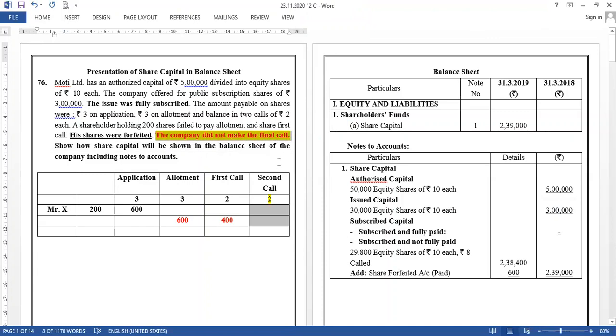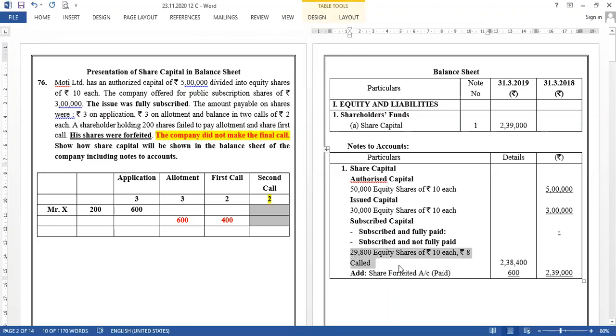ठीक है, ये एक चीज थी. Second is over here, subscribed but not fully paid up. यहाँ पे कैसे show करना है? यहाँ पर ही पूरी कलाकारी है. यहाँ पर ही बच्चे mistake करते हैं. So total 30,000 shares were there. Out of 30,000 shares, 200 shares company has forfeited. Now, if company has forfeited 200 shares, how many shares are left out to the public? That is 29,800 shares. 29,800, right? Of rupees 10 each, 8 called, multiply, the amount is 2,38,400.